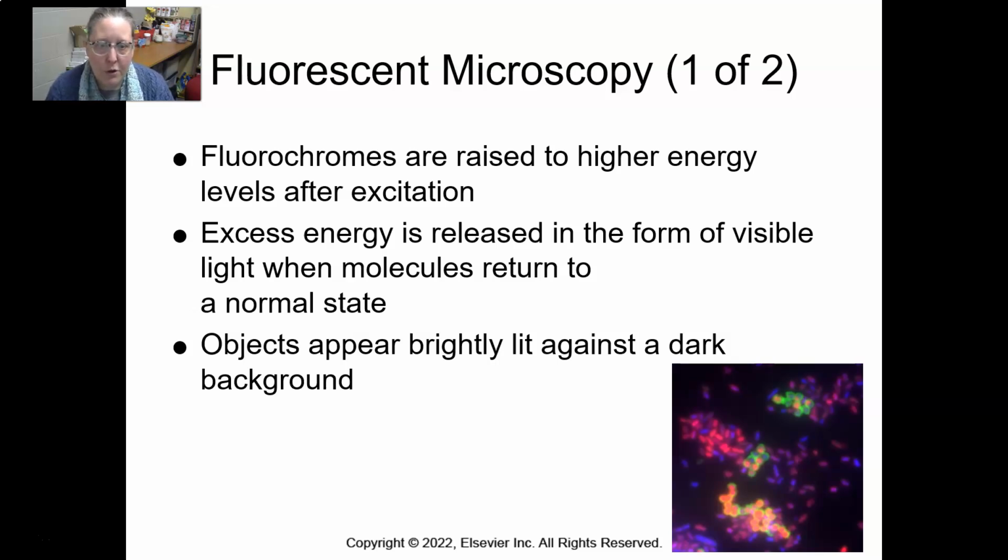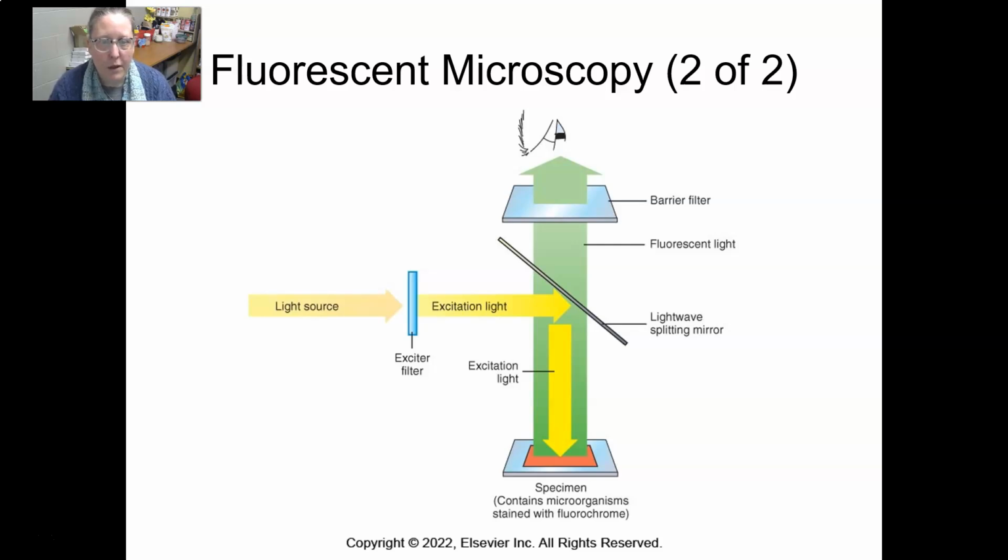The objects will appear brightly lit against the dark backgrounds, and you can use different types of fluorescent molecules with different colors like greens and reds and yellows and orange. Here again is the way it would work with the microscopy: you would have a light source, an excitation light, which is reflected off of a light wave splitting mirror and charges the specimen. So the yellow light is a light that charges it up, and then the fluorochromes will emit the fluorescent light, which is represented by the green beam, through a barrier filter, and that's what you would visualize.